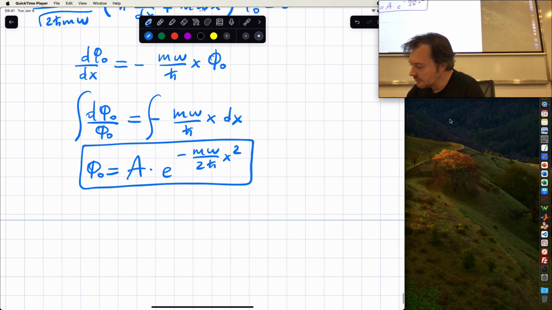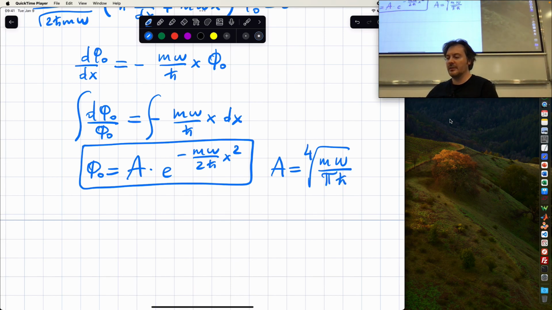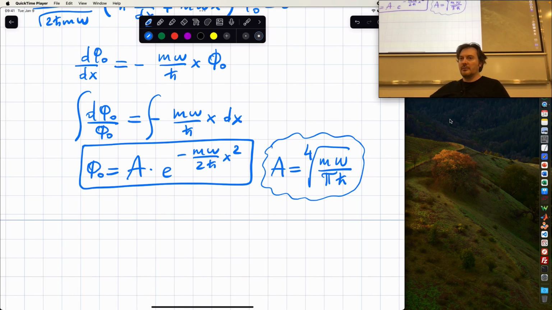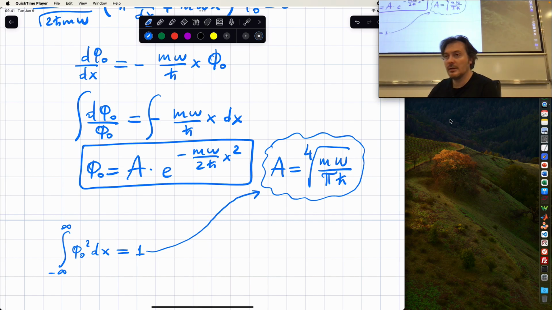And how do you find the normalization constant? What do you think? Any ideas for how we find the normalization constant? Yeah, normalization. The integral of phi 0 squared dx must be 1. That's how you find A.